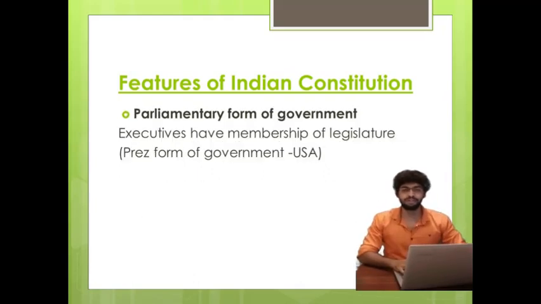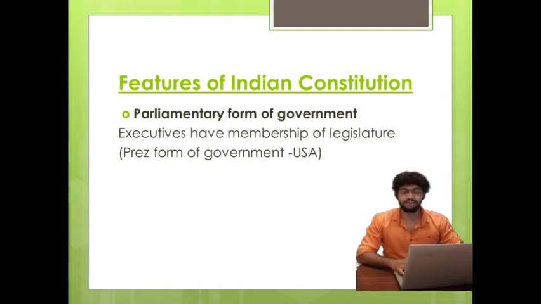Another feature of the Indian Constitution is its adoption of the parliamentary form of government. Parliamentary form of government in short means the executives have the membership in the legislature. For example, the Prime Minister and the entire Council of Ministers have the membership of the legislature. They are the members of the parliament. Unlike the parliamentary form of government in India, there is presidential form of government in the United States of America. In the USA, the president is not a member of the American Parliament.